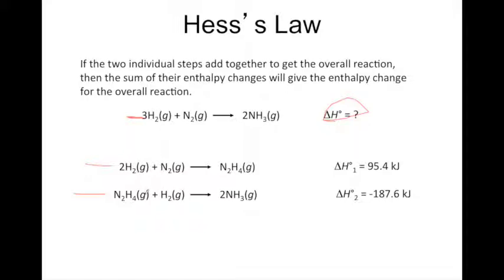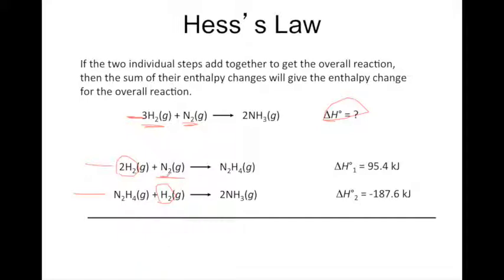We need to get 3 moles of hydrogen on the reactant side. Here we have 2 moles of hydrogen from this one and 1 mole of hydrogen. So these add up to give us 3 moles of hydrogen. We also want to end up with 1 mole of N2 on the reactant side, and we have that here. Finally, on our product side, we want 2 moles of ammonia in the gas form. The phase does matter, so we have that.